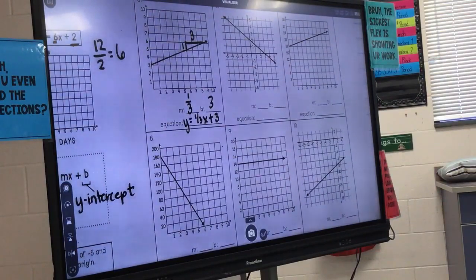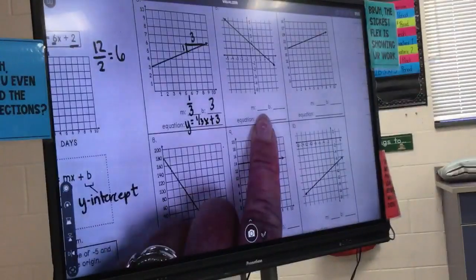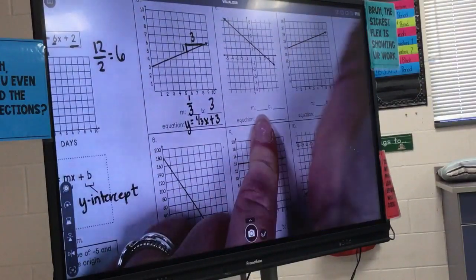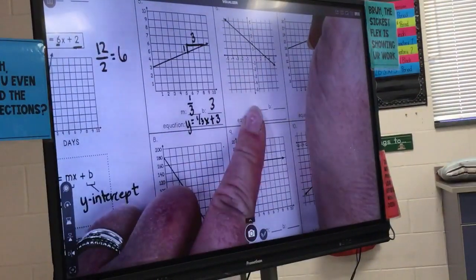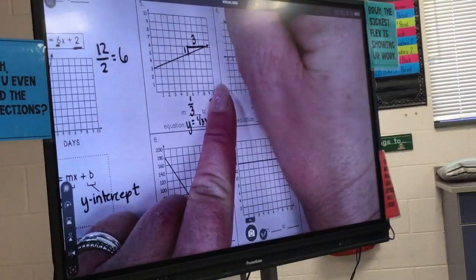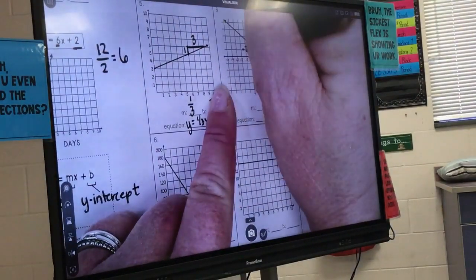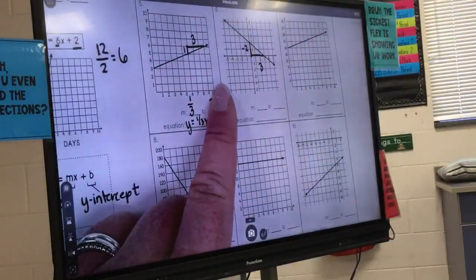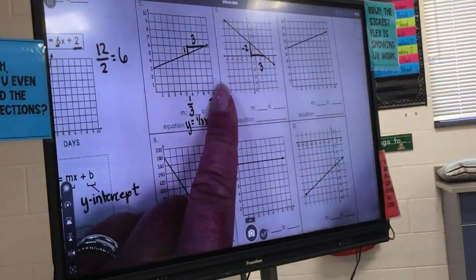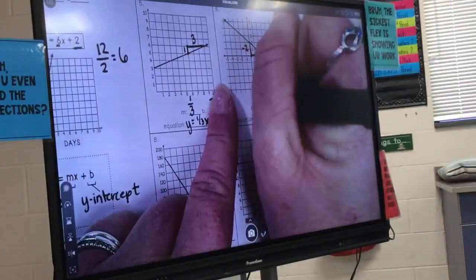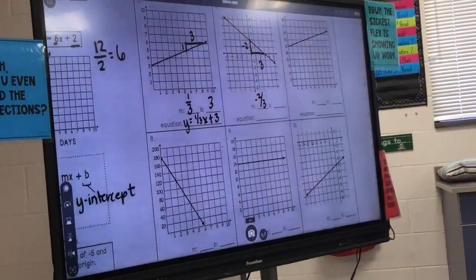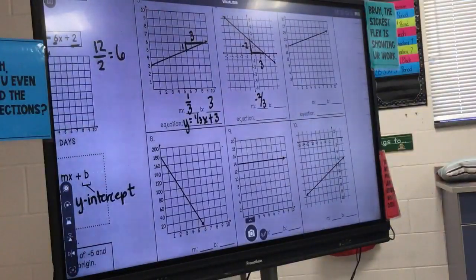Number 6. What is my slope? So what is my slope? Audrey. So it's a rise of -2 and a run of 3, so you have -2/3. What is my y-intercept? Where does it intercept the y-axis? Ariana.